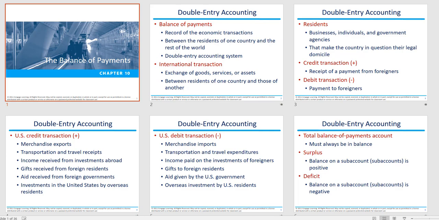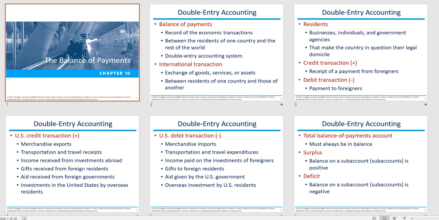A debit transaction, on the other hand, typically comprises the record of merchandise imports, transportation and travel expenditures by US citizens when they go abroad, income paid on the investments of foreigners, gifts to foreign residents, aid given by the US government, and overseas investments by US residents. So pretty much a credit is associated with money coming in and a debit with money getting out.